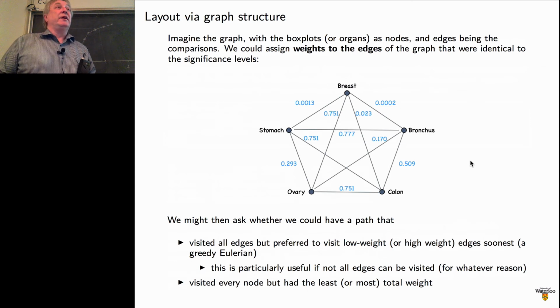Alternatively, I could just be greedy and say I want an Eulerian, but I want to find the value that has the smallest p-value first, and then from either end find the next smallest p-value, and the next smallest, until I've mopped up all of the edges.